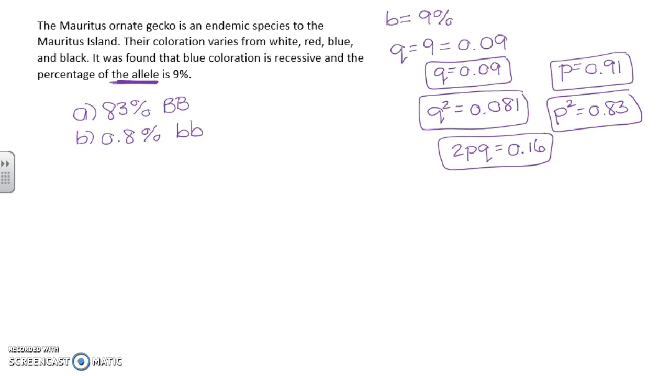Finally, oops, this is not working again. My stylus decided to die on me. Oh, there you go. Sorry. The heterozygous will be 16%.